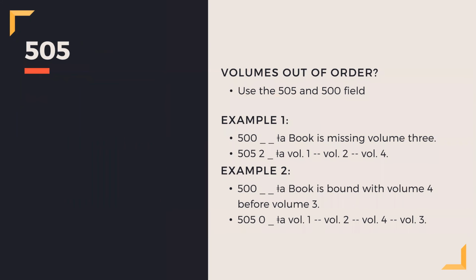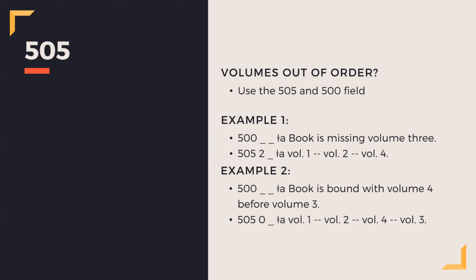All right, that brings us to the 505. Have you ever come across an item that is bound out of order or has a missing volume? We would want to utilize our 500 and 505 fields for that. In my first example, this is an example of a book that has a missing volume. So I'll start by describing the 505. So 505, first indicator 2 for partial contents, second indicator blank for basic level. Then all the volume information would be described in subfield A.